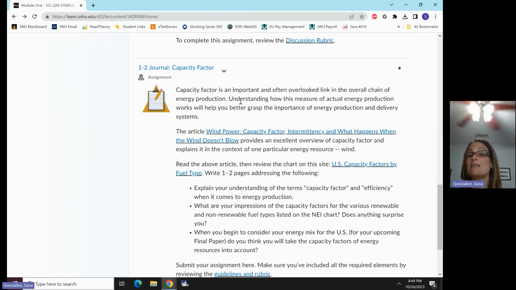And then you have a journal assignment to do. Here we're going to look at capacity factor, a very important and sometimes overlooked link in our overview of energy production. Understanding how this measure of actual energy production works will help you really understand and appreciate energy production as well as delivery systems. So take a look at this article called Wind Power, Capacity Factor, Intermittency, and What Happens When the Wind Doesn't Blow. This provides a great overview of one renewable energy source, which is wind energy.